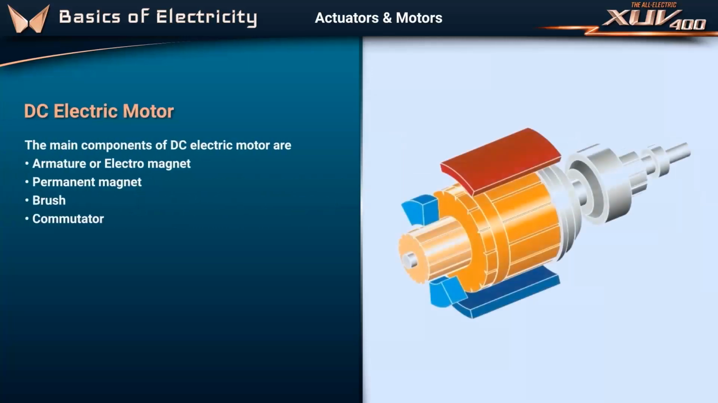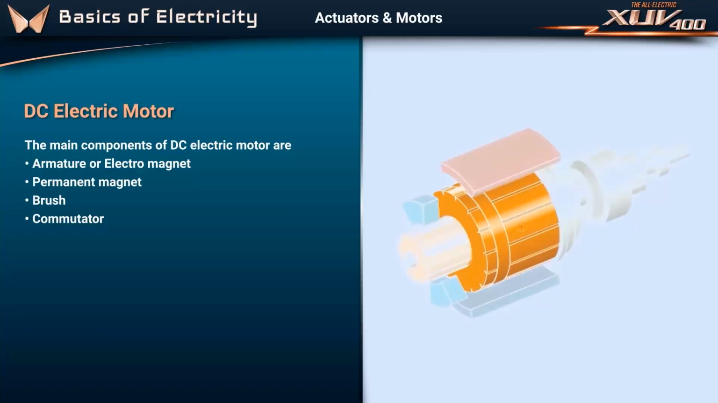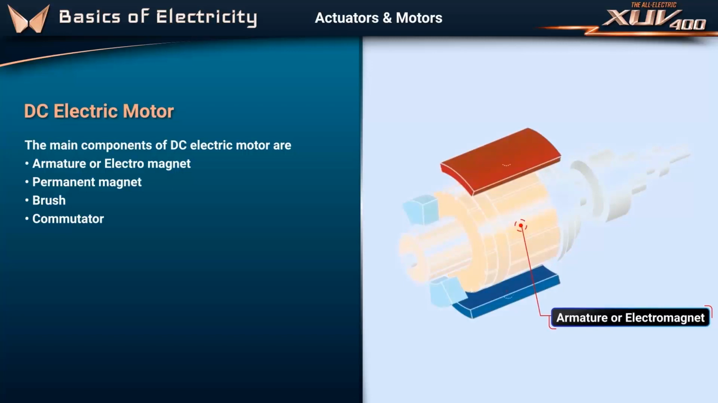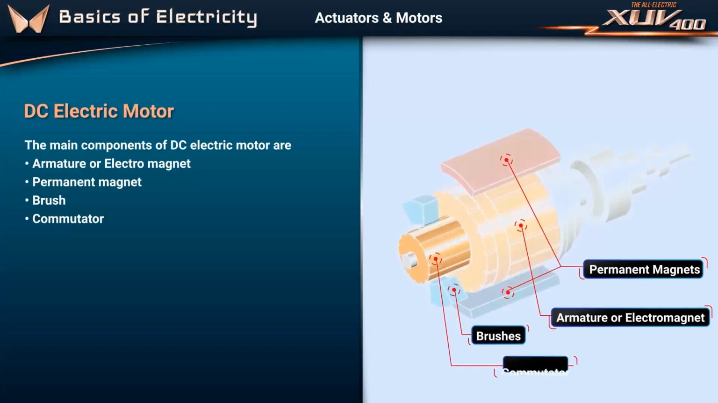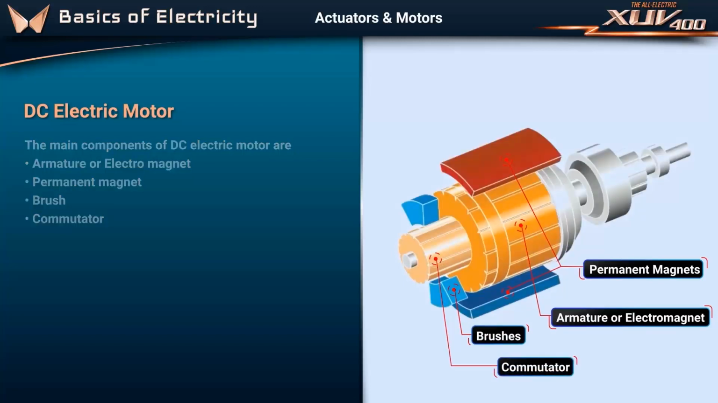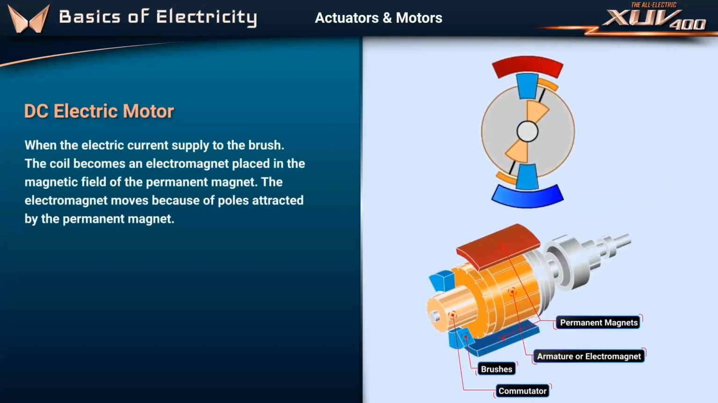DC electric motor. The main components of a DC electric motor are armature or electromagnet, permanent magnet, brush, commutator.